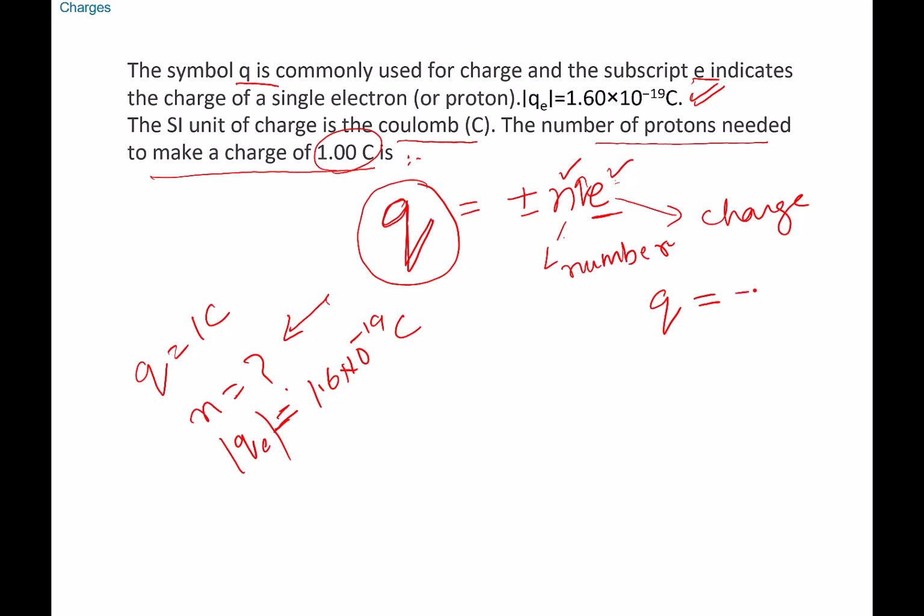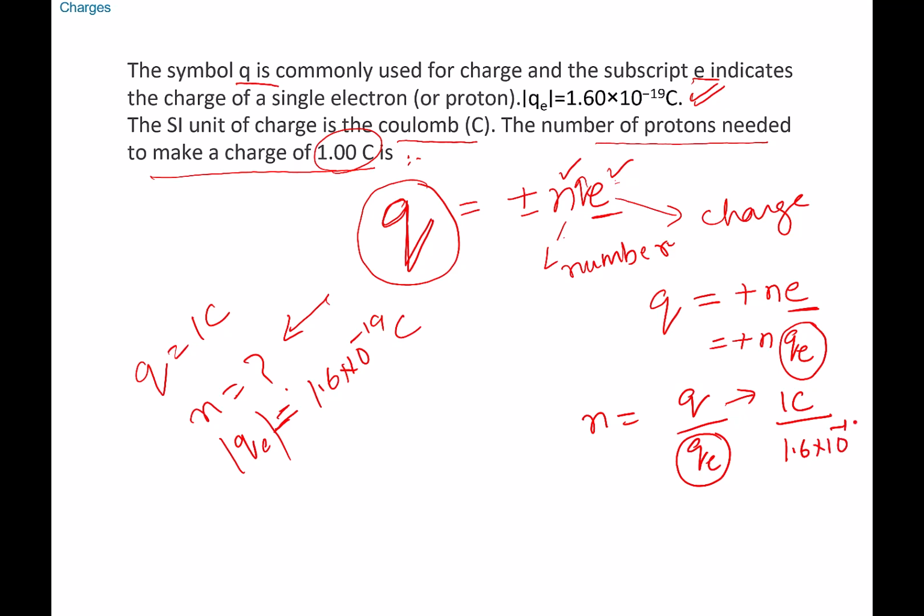Q is equivalent to plus NE, because we are talking about the proton, where E is the charge of the proton, or you could also write it as plus N times Q_E, where we are talking about a positive charge. N is equivalent to Q over Q_E. This is 1 Coulomb over 1.6 × 10^-19 coulombs, which is the charge on the proton. If you work on this math, your N will come out to be 6.25 × 10^18 protons in 1 Coulomb of charge.